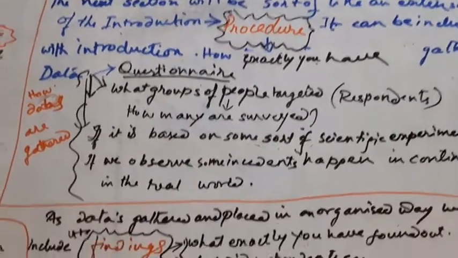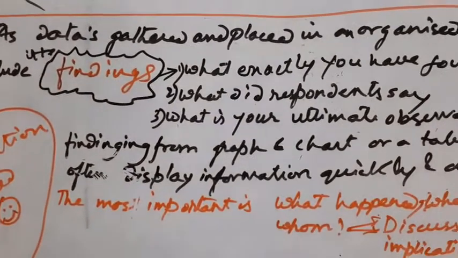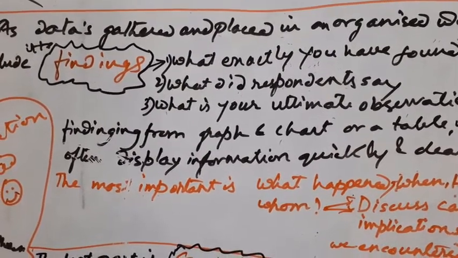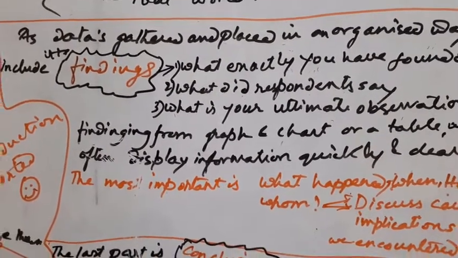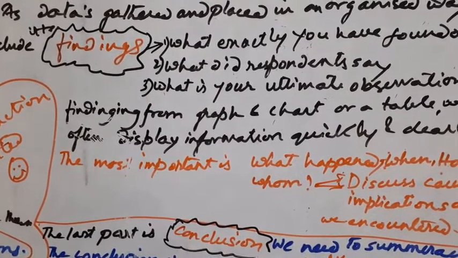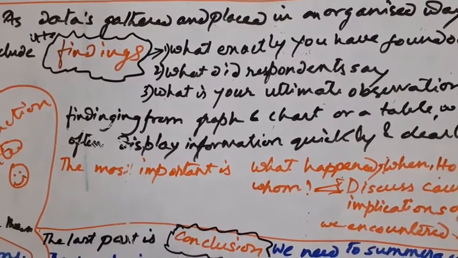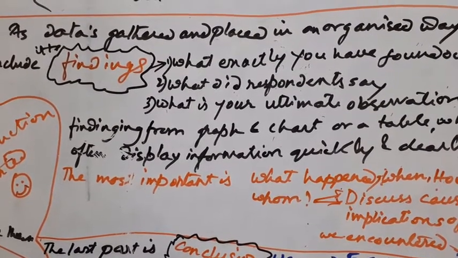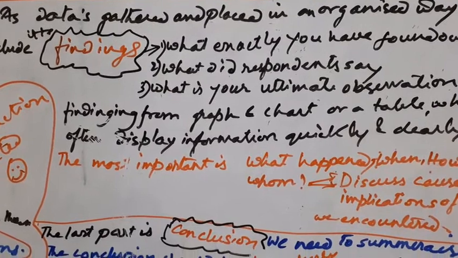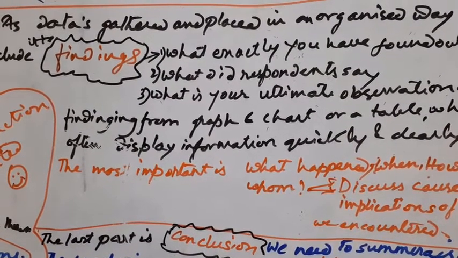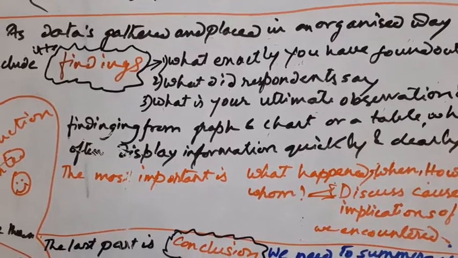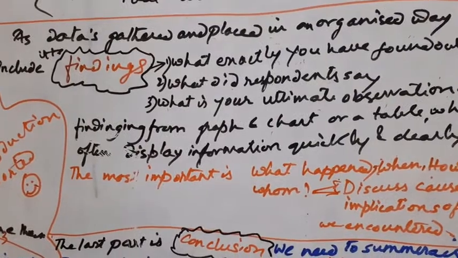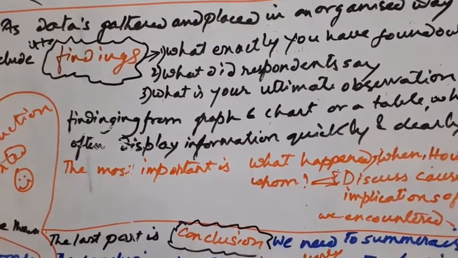Okay, next is the findings. That means as data is gathered, you will already be provided with the gathered information, and you will be provided it as a tool like a pie chart, a table, or a bar graph. So now your work after the introduction will be the findings. That means the data is gathered and placed in an organized way. We will have to go for findings.